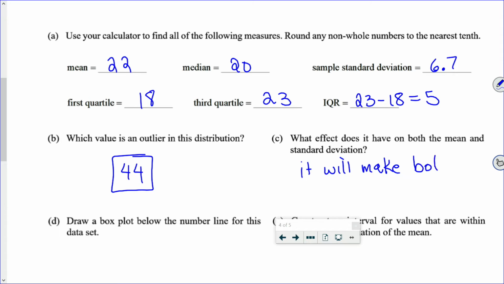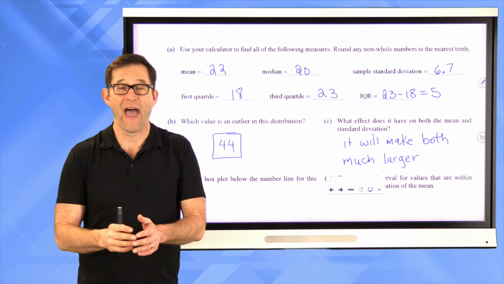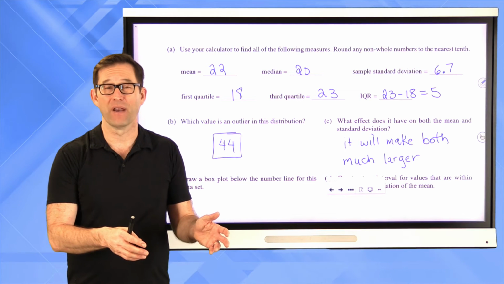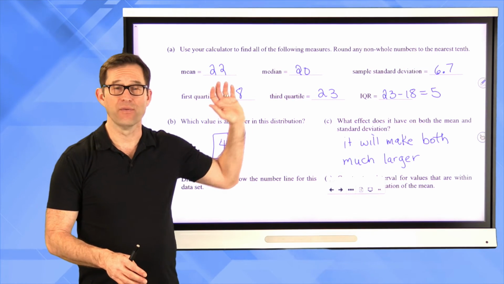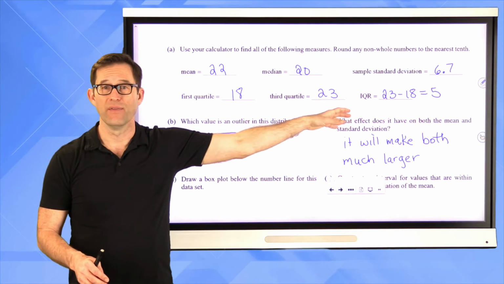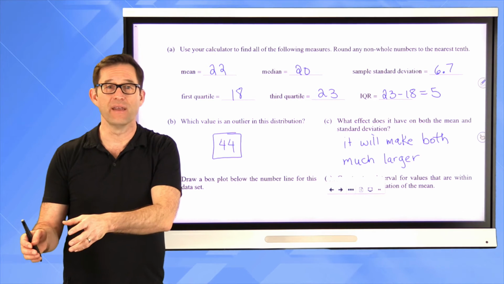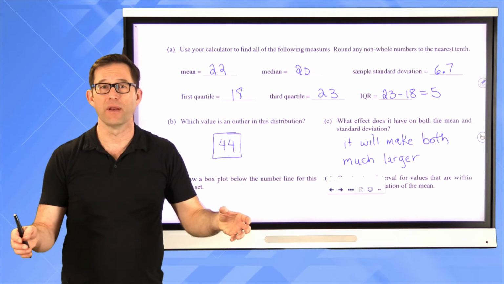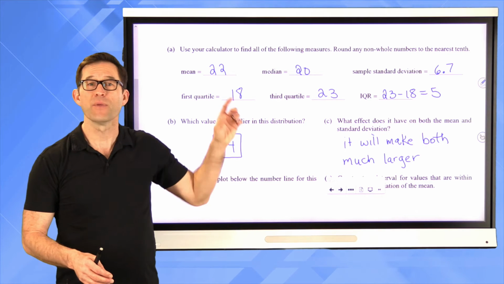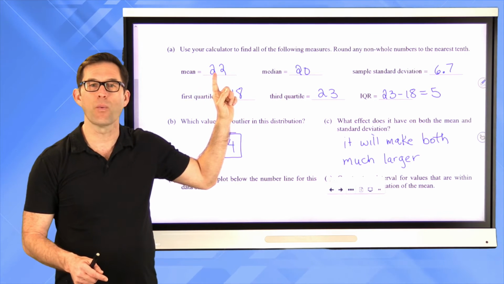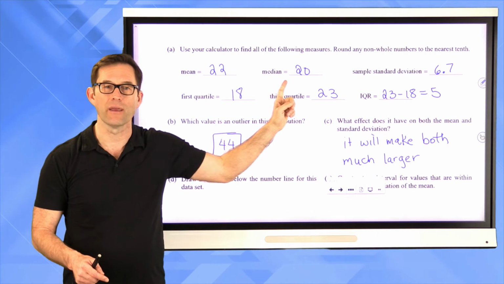It will make both much larger. It will make the mean larger because of how you calculate the mean: you add up all the values and divide by how many there are. So if there's one value that's really huge, then when you add that into all the other ones and divide by how many there are, it's going to make it larger. And you can already see the mean is 22, but the median's only 20.